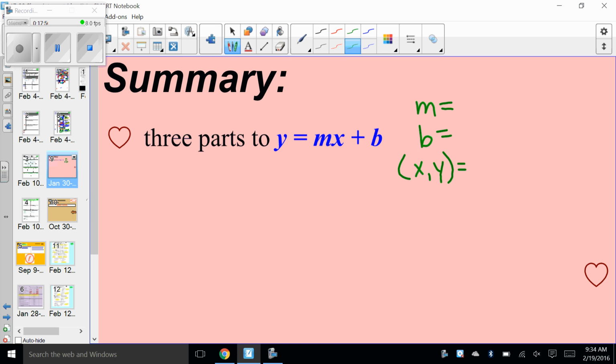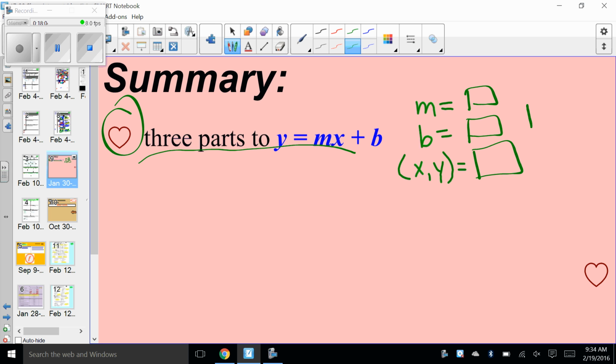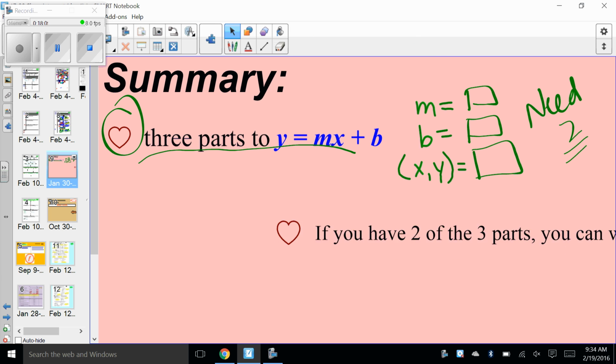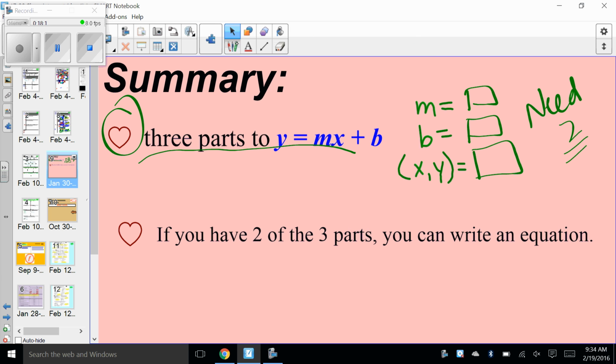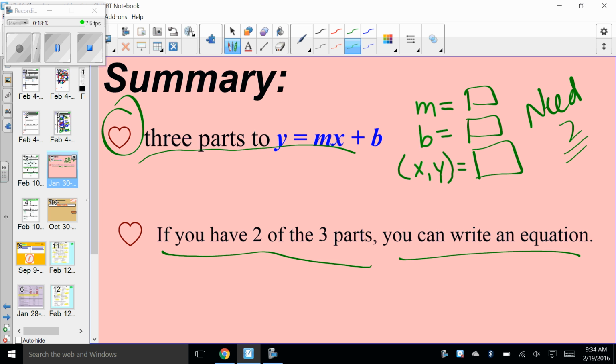So your summary for today, here's your first summary. Remember you have 3 parts. You have an m, you have a b, and you have a coordinate. You need 2 of these. You need 2 of them, and you can solve for the other. We were solving for b today. And if you have 2 of the 3, you can always write an equation. So that's our work on slope-intercept form of what do we do when we're missing one of the parts. Go ahead and fill out that summary.